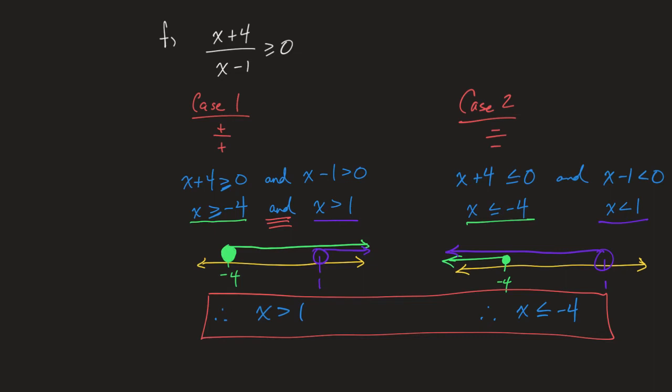Like, what if that top wasn't linear? And instead of it just being x plus 4, it was now x plus 4 times x minus 3. What if the top was quadratic?